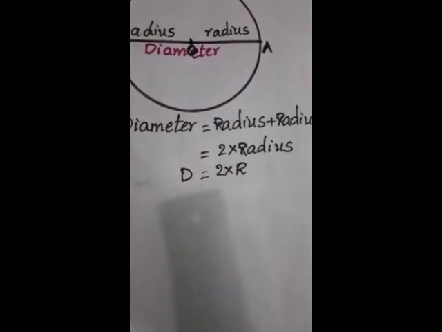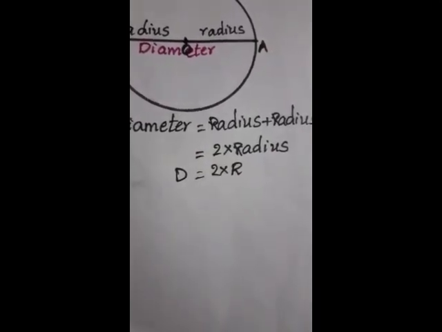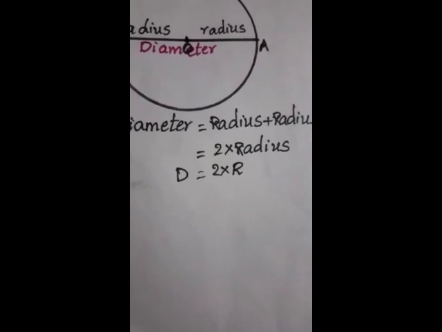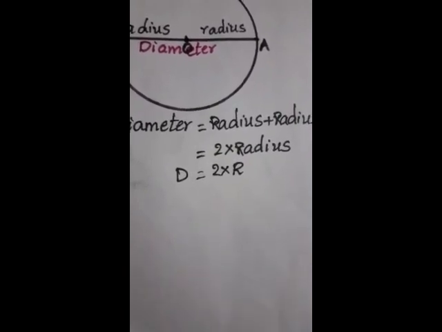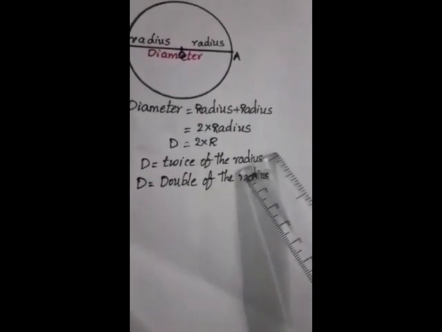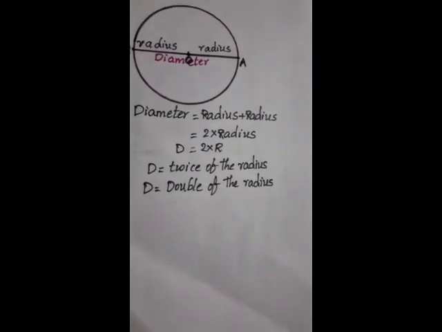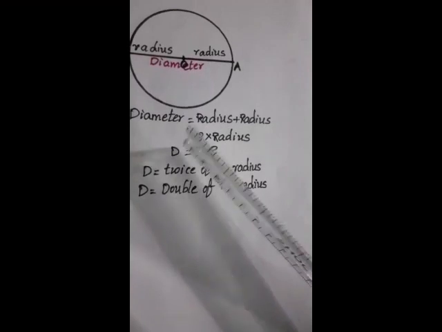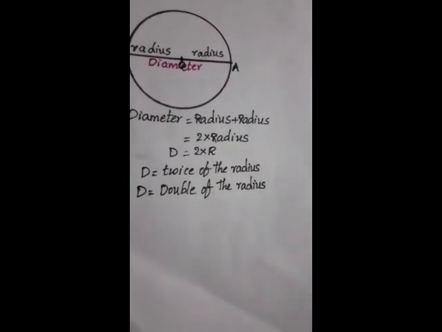Or you can say 2 means twice also. So diameter is equal to twice of the radius. Or we can say 2 means double also, so double of the radius. So diameter is equal to twice of the radius, double of the radius. So this is the relationship between diameter and radius. Diameter is equal to 2 into radius.